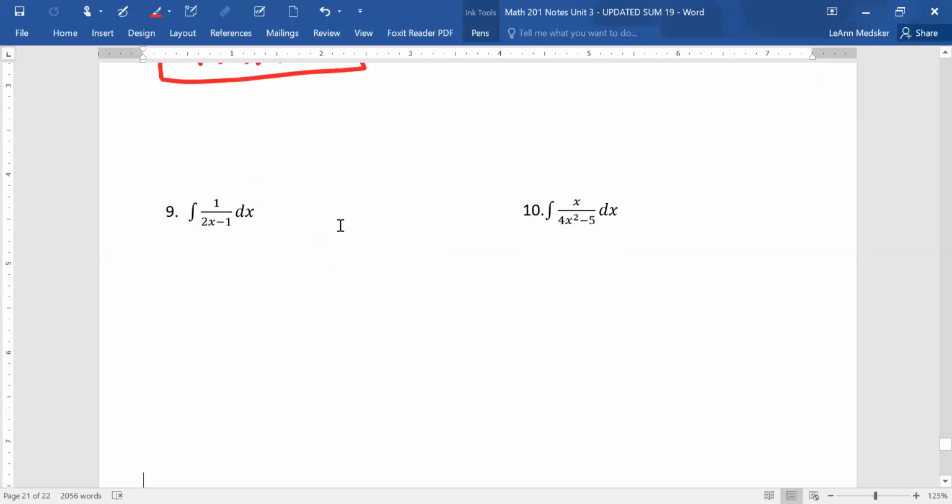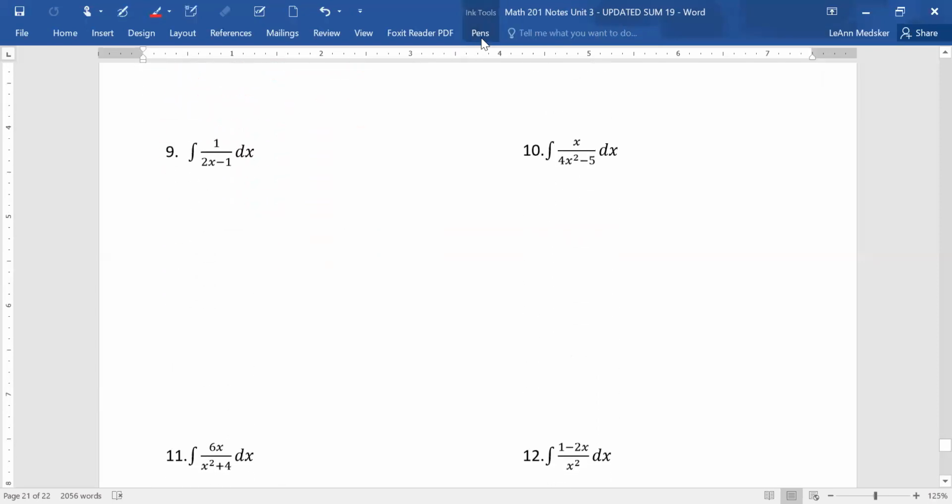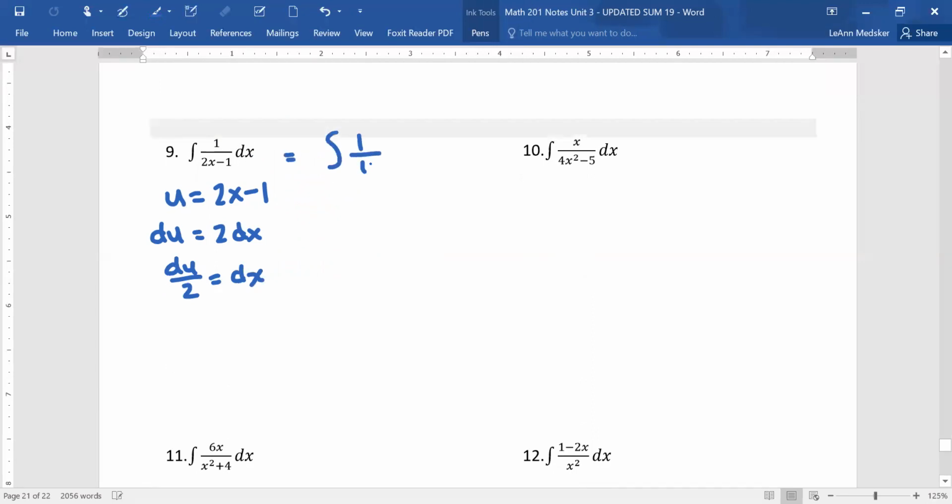Number 9, you have a 1 over something, but it's not a 1 over x. So we're going to try to make it 1 over u du so that we can use our natural log property. So we're going to use our u substitution. So u is 2x minus 1. So du is 2 dx. So that means we only have a dx because the number on top here is a 1. So I'm going to replace it as du over 2 is dx by solving that over. So this would be 1 over my u times du over 2.